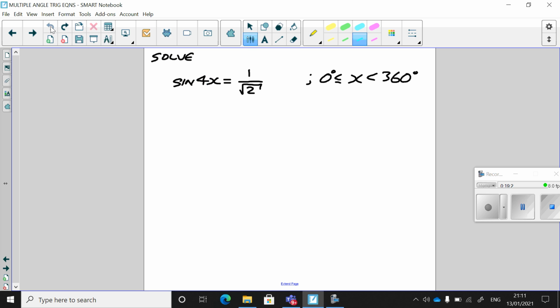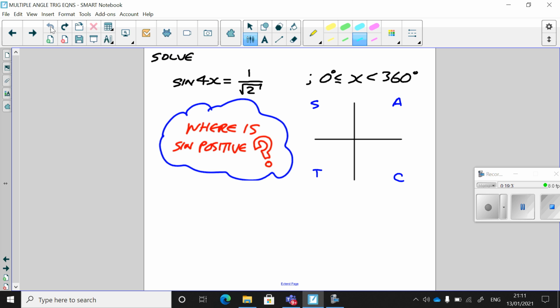So I think I'm going to have 8 solutions here. Right, so I've got sine 4x. Forget about the 4x for now. It's equal to a number. That 1 over root 2, is that number positive or negative? Then I'll be able to go to my quadrant check. All, sine, tan, cos. It's sine. 1 over root 2 is positive. There's sine positive. Yep, there's the little formulas.